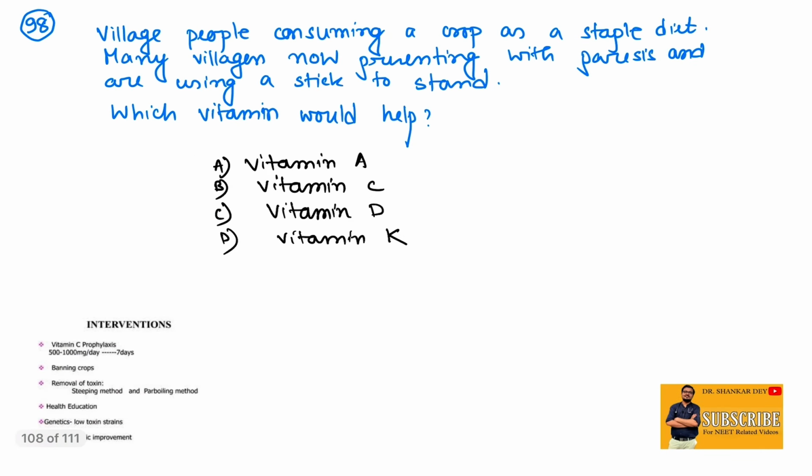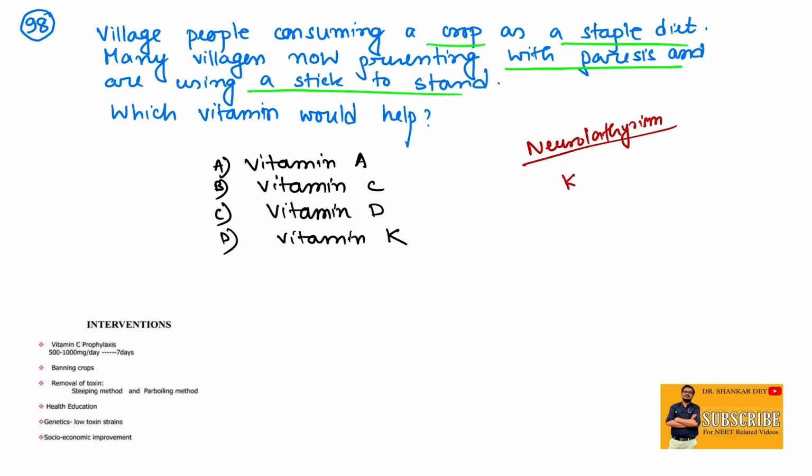Coming to question number 98, village people consuming a crop as a staple diet. Many villagers are now presenting with paraparesis and using stick to stand. Again another question from neurolathyrism, because of consumption of Kesari dal. The ingredient causing neurolathyrism is BOAA. So already mentioned BOAA. So which vitamin would help to reduce this presentation? The answer will be vitamin C.